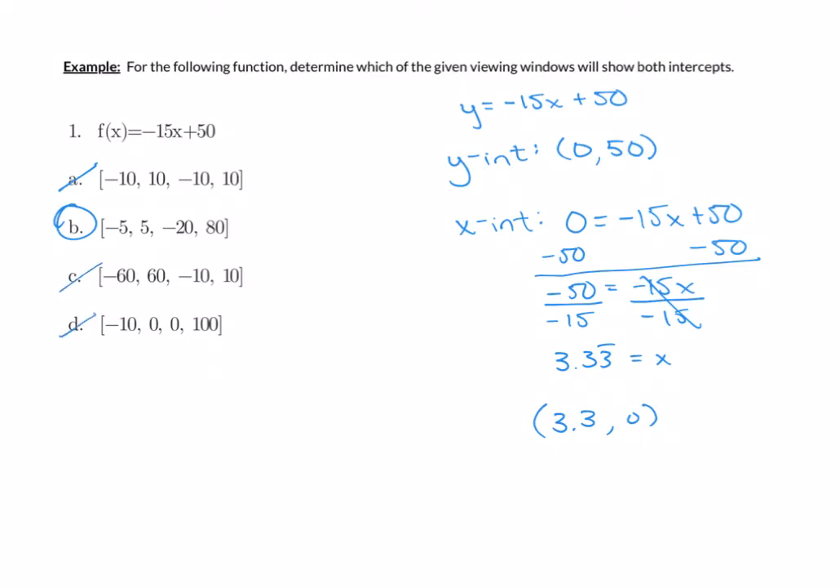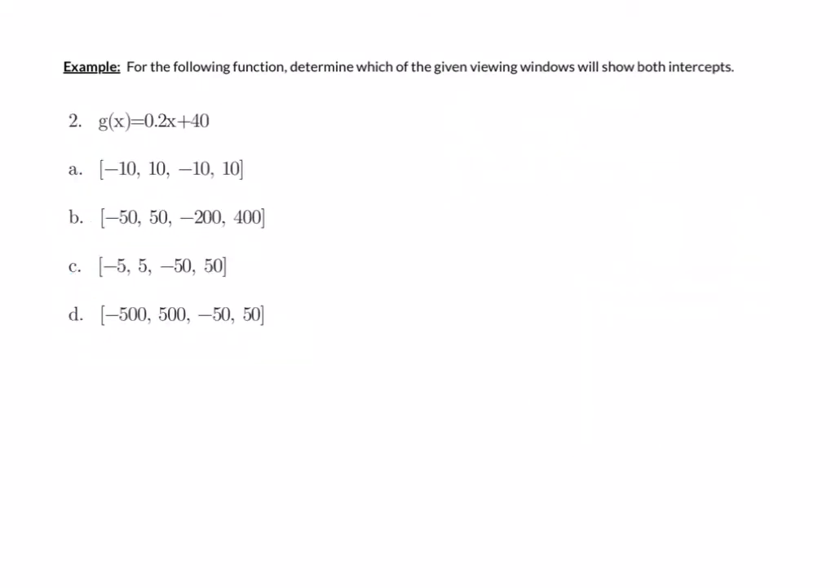So our best bet is example B. This is going to show us both the x and the y-intercepts, and it's not too big. All right, let's try another example just to make sure that we have it. Example 2, we have g of x equals 0.2x plus 40. So again, I'm going to replace g of x with y just because I can.